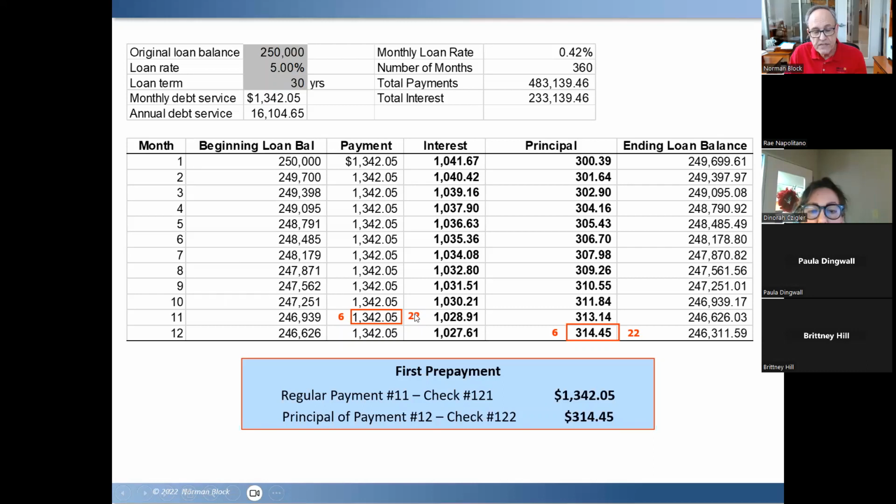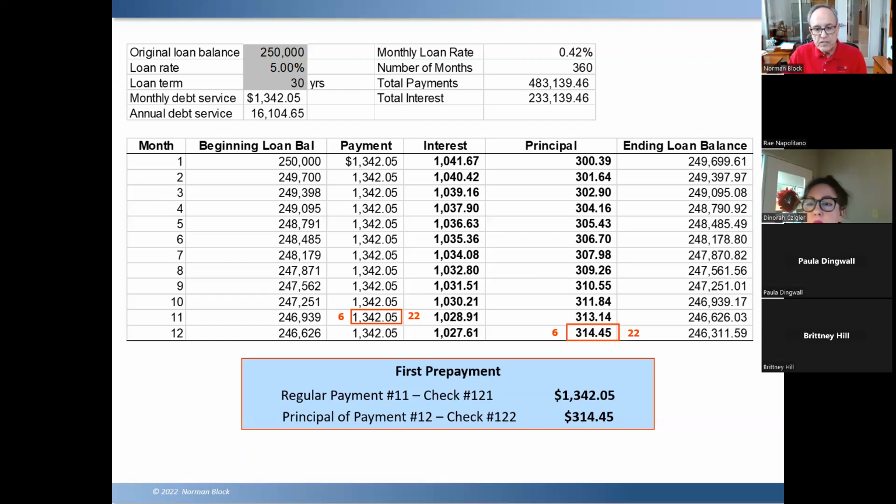This is my tracking system. This is all I need. This is good enough as long as I'm doing it on the amortization schedule, the one the bank gave me. I have to, by rule, pay one full payment, and I'm going to do that on 6/22. And then I'm going to look down and see that in order to take care of payment number 12, I would have to send in an additional $314.45. I can do that.